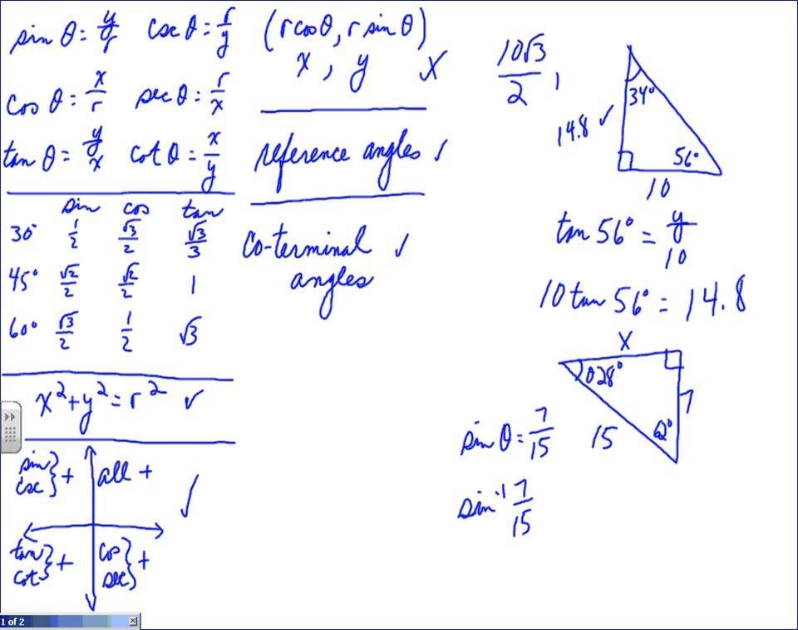Number 6. Reference angle is 85 degrees. Draw a picture. Let's draw a picture. Here's 90 degrees. There's 95 degrees. What's the reference angle? 85. For number 7, it is 70 degrees. Number 8, 35 degrees.